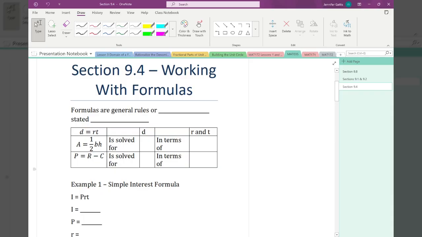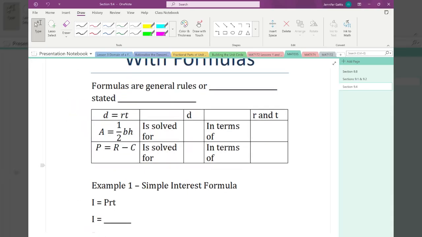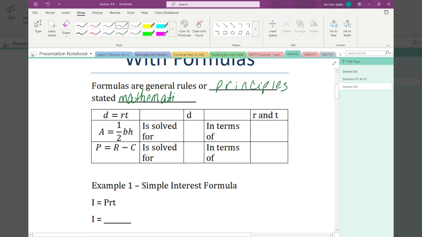So to begin with, we just need to understand the definition that formulas are general rules or principles stated mathematically. Okay, so we can look at some of these formulas.